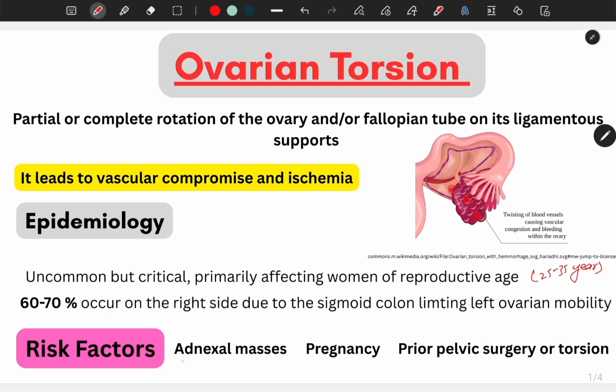What are the key risk factors involved in ovarian torsion? First are adnexal masses. Cysts or tumors, especially more than 5 centimeters, increase torsion risk. The other risk factor is pregnancy. During pregnancy, hormonal changes occur and as a result, the ovary becomes enlarged. These two factors predispose to torsion, particularly in the first trimester. The third risk factor is prior pelvic surgery. Due to surgery, the anatomy of the pelvis gets altered. If the patient has a prior case of torsion, then there is increased risk of ovarian torsion.